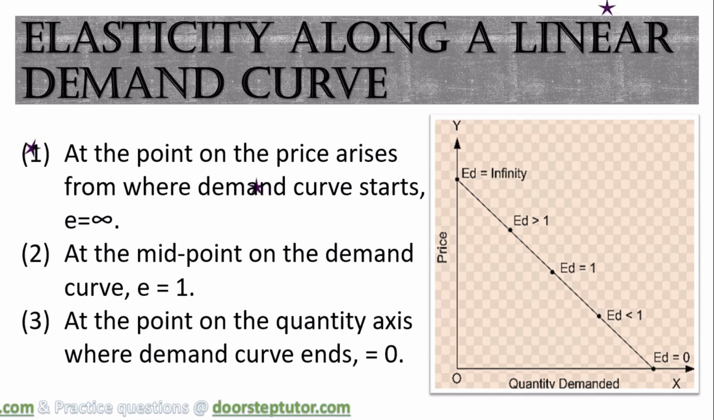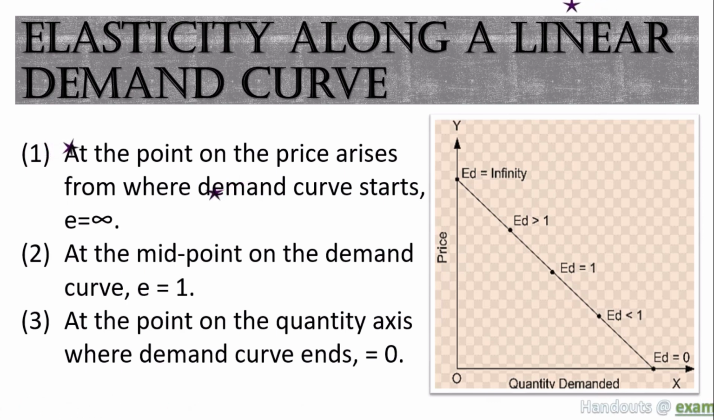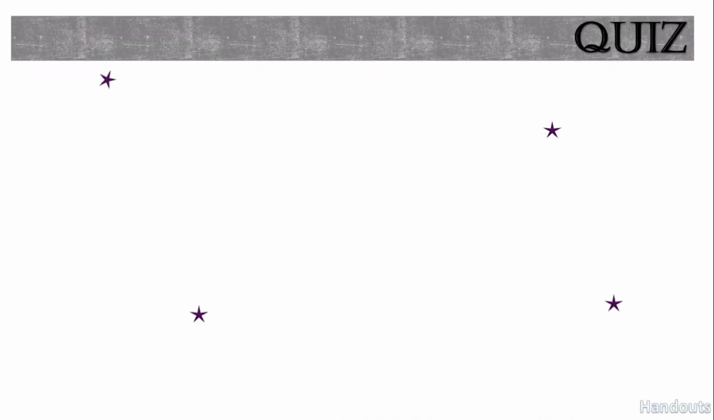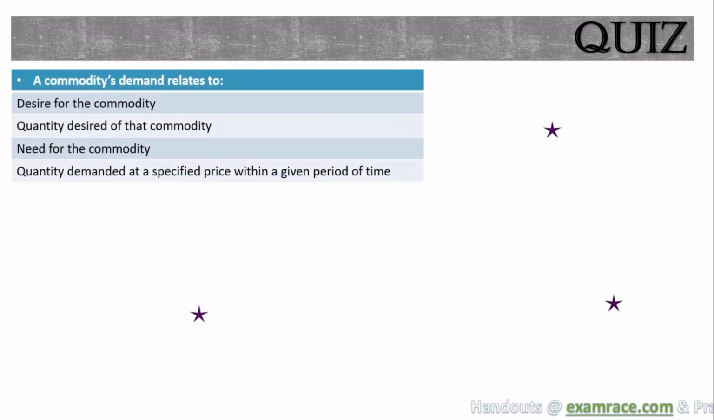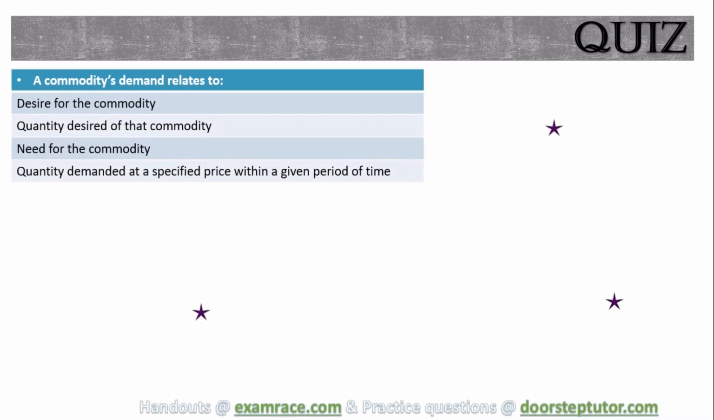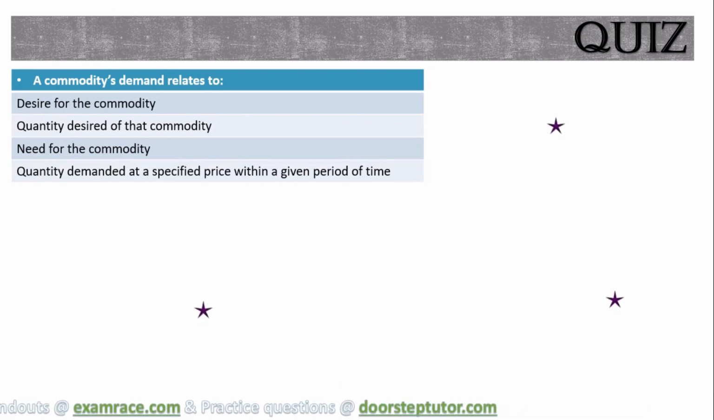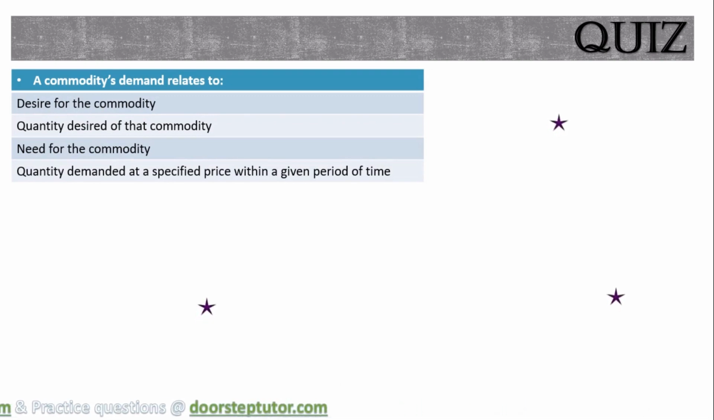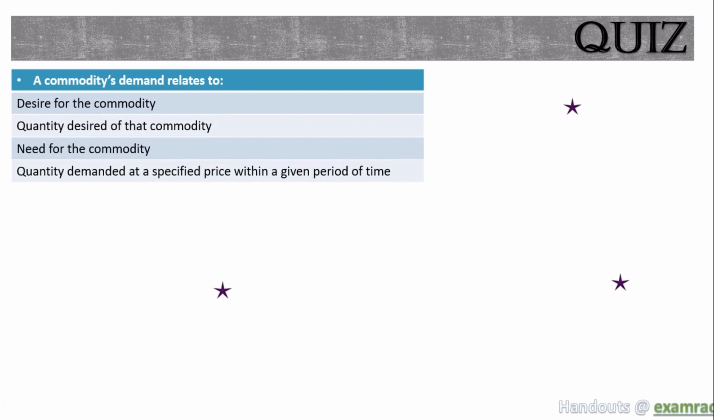Now, after studying all the concepts related to demand, its analysis and elasticity of demand, we shall move on to the quiz. First question is, a commodity's demand relates to: desire for the commodity, quantity desired of that commodity, need for the commodity, or quantity demanded at a specified price within a given period of time. And the answer to this question is quantity demanded at a specified price within a given period of time.